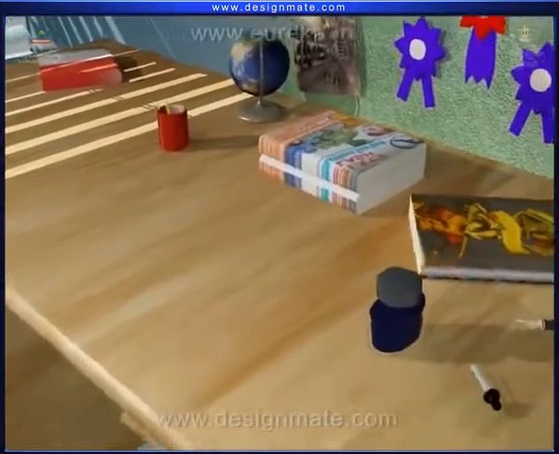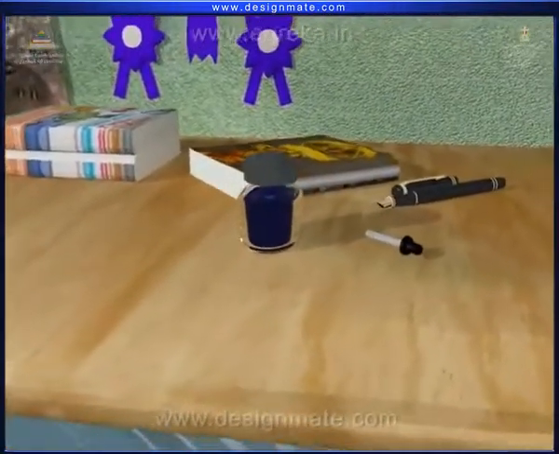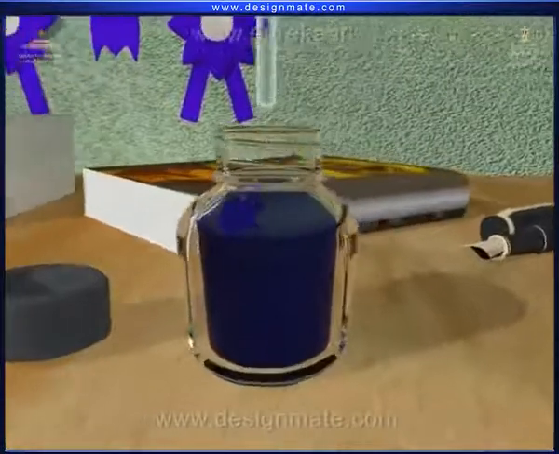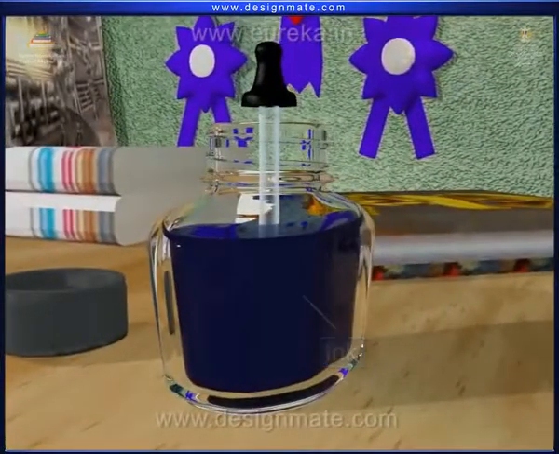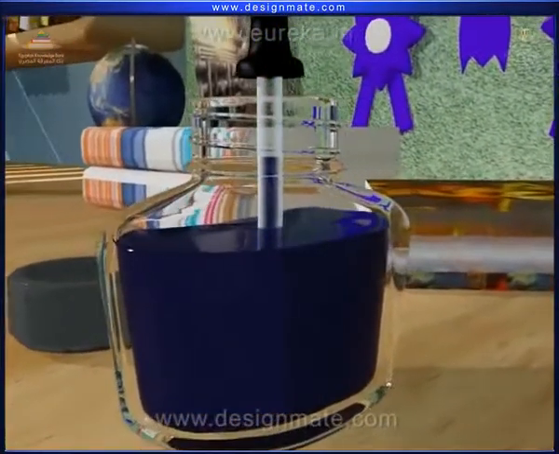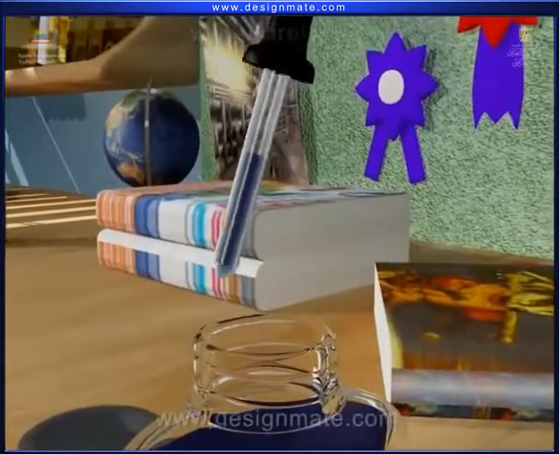Atmospheric pressure is very useful in many of our day-to-day activities. When we dip a dropper in ink and squeeze it, on releasing the dropper, we find ink filled in the dropper. How does this happen?